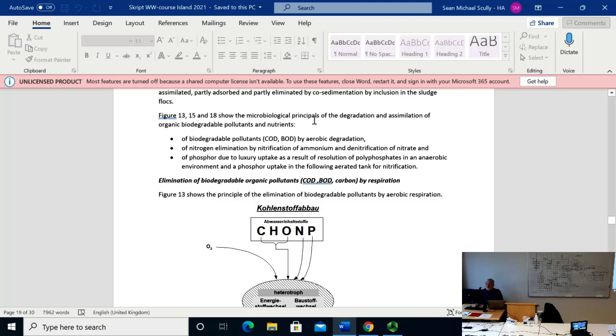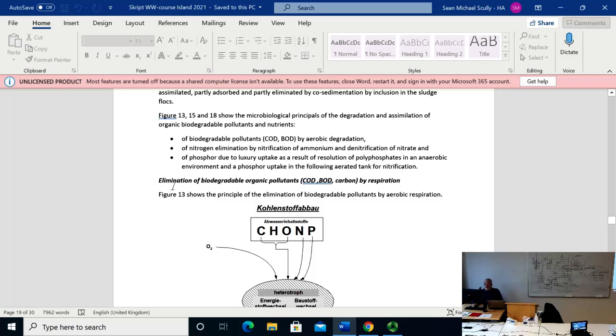Show the microbial principles of the degradation and assimilation of organic biodegradable pollutants and nutrients. First, we treat biodegradable pollutants, that's our COD and BOD, by aerobic degradation. Secondly, we look at nitrogen elimination by nitrification of ammonia and denitrification of nitrate. And third, we look to the elimination of phosphorus due to luxury uptake, as a result of resolution of polyphosphates in an anaerobic environment and a phosphorus uptake in the following aerated tank for nitrification.